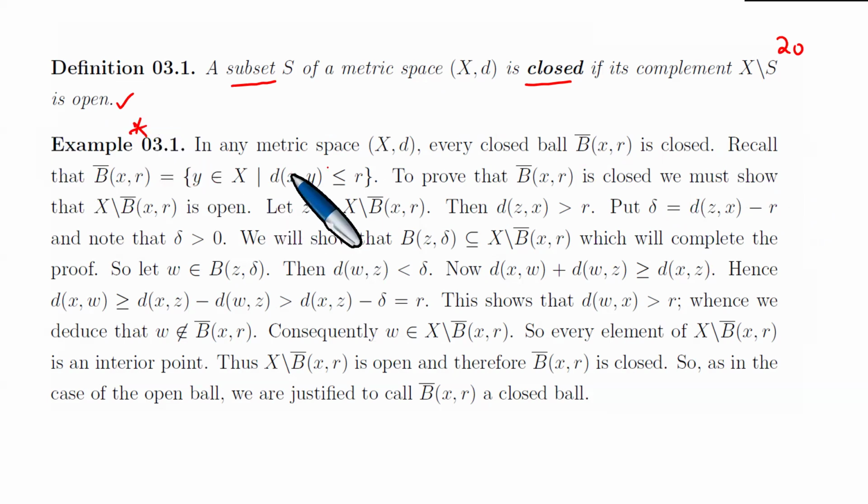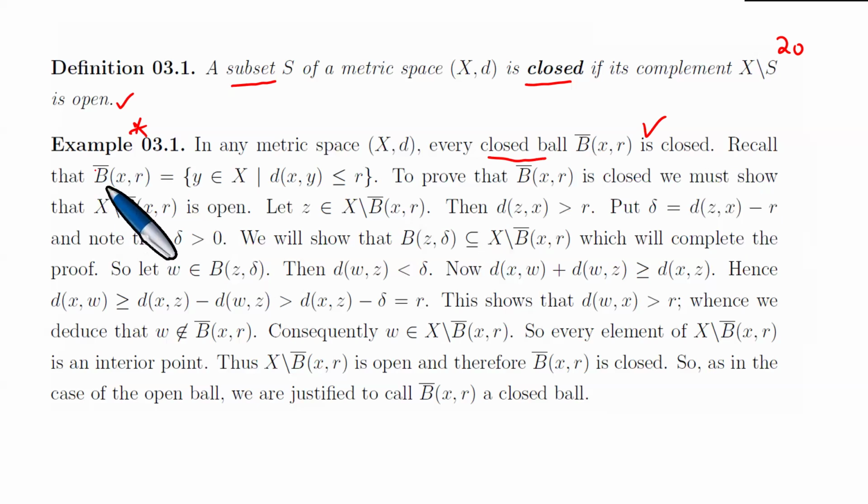Example 03.1. In any metric space (X, d), every closed ball B bar of x and r is closed. This is a very interesting example where we're going to be proving that what we call a closed ball is closed. It looks very obvious that somebody will say, but it's a closed ball, really, do we need to prove that it's closed? What are we proving here? We are proving that the closed ball is actually what you call a closed set. And we pay particular attention to the kinds of details that become very important. And let us get cracking with this.